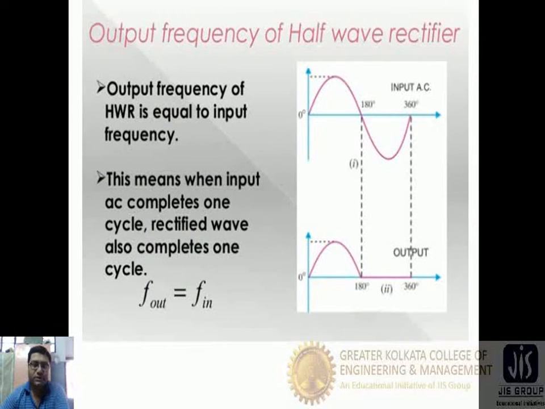The output frequency of the half-wave rectifier is equal to the input frequency. This means when the input AC completes one cycle, the rectifier output also completes one cycle. So here we can see it is one complete cycle, and we can find the output is only for half of the input signal, and for the rest we cannot get any. So the frequencies are the same.